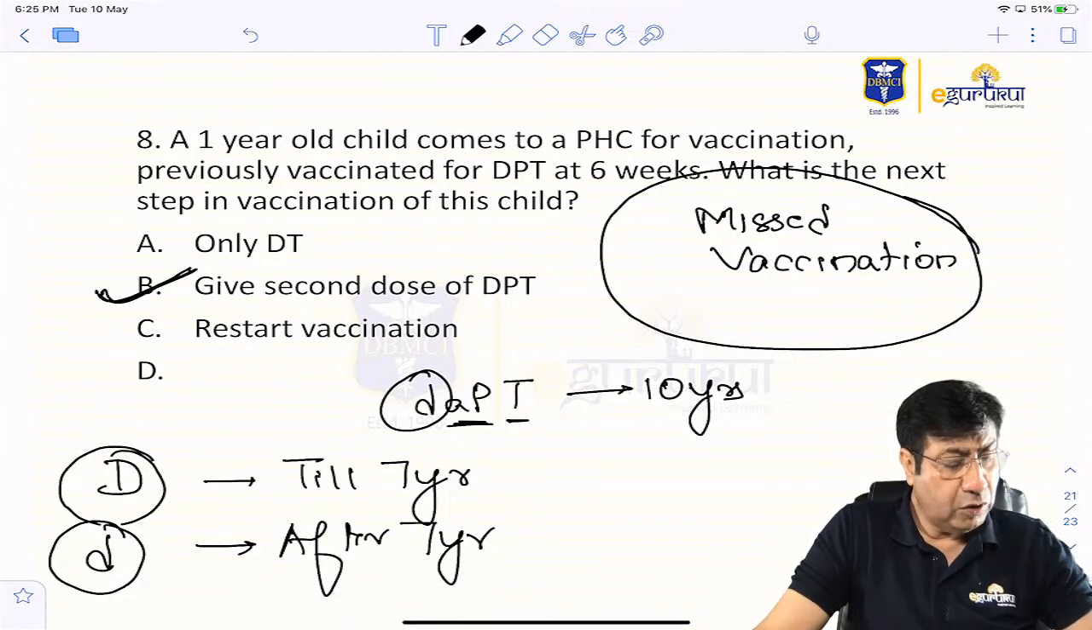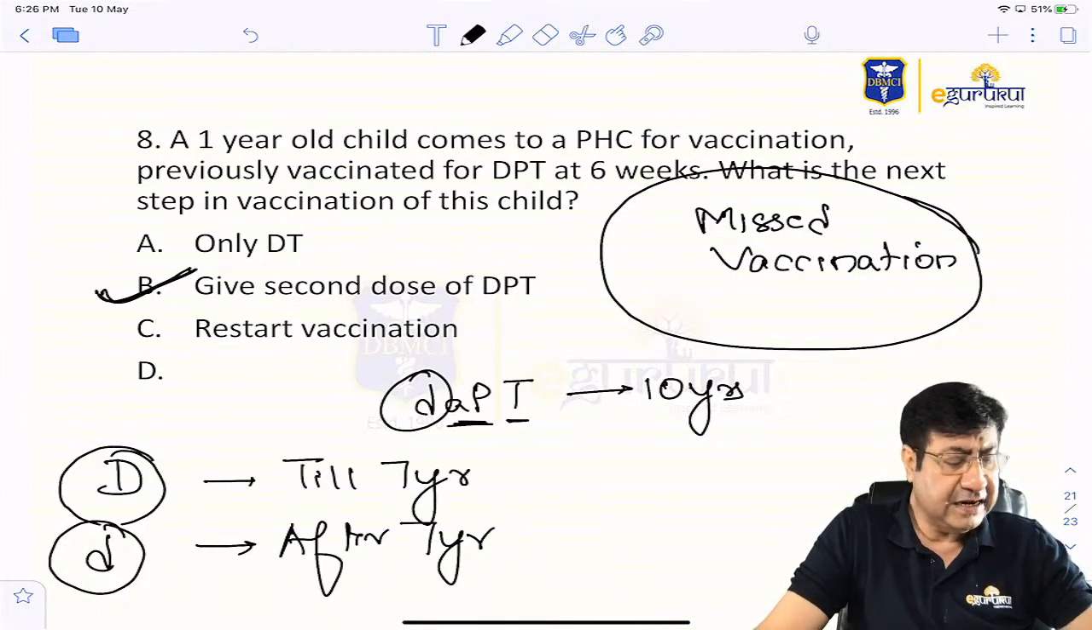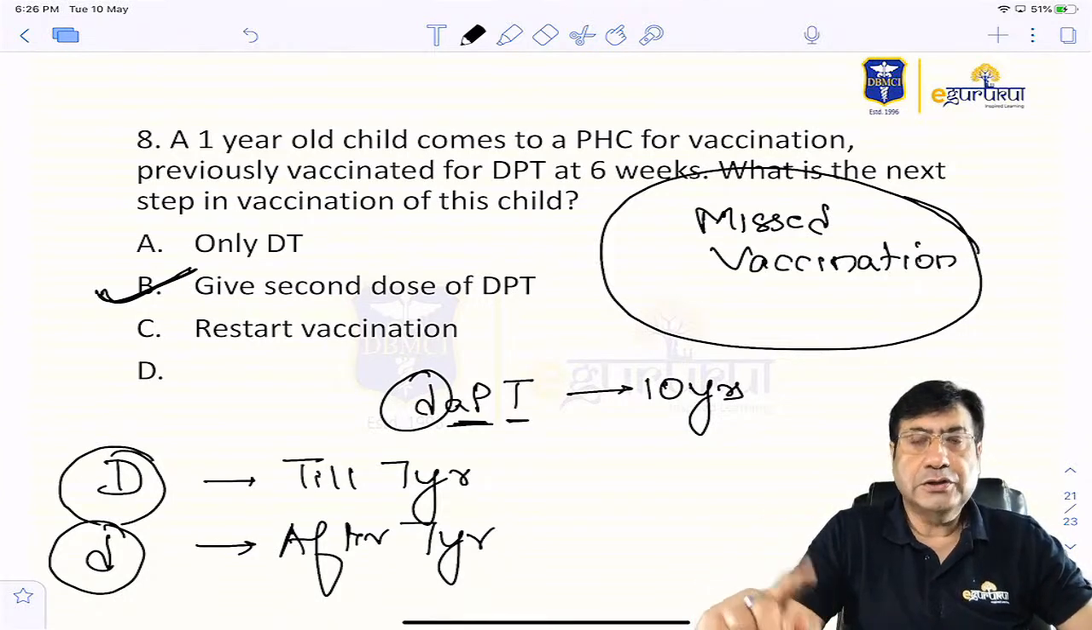What is the dose and route of the vaccine? So if you are asking about the human papilloma virus vaccine, the dose is usually 0.5 ml and the route is intramuscular. These are intramuscular vaccines. It is given for girls also, for boys also.